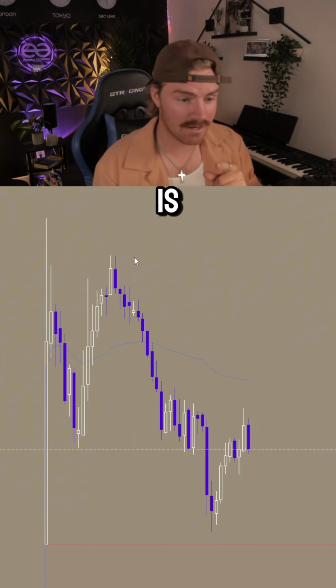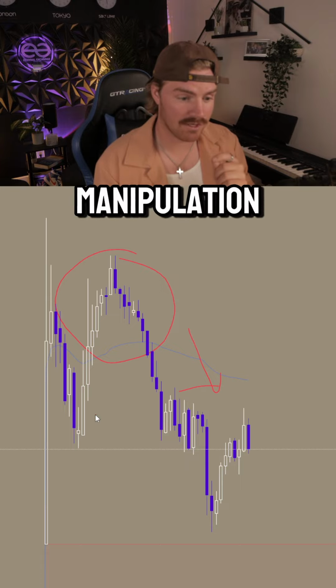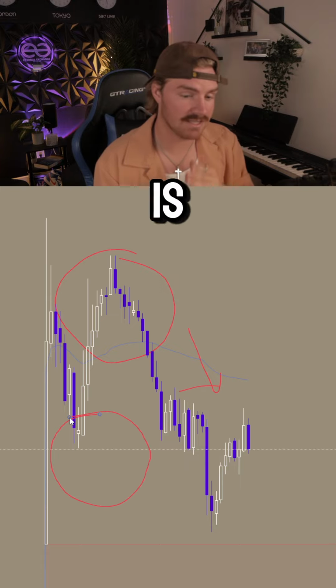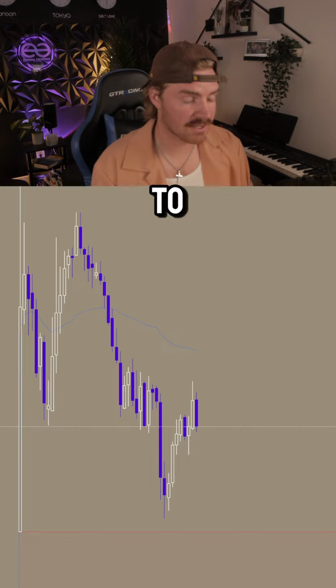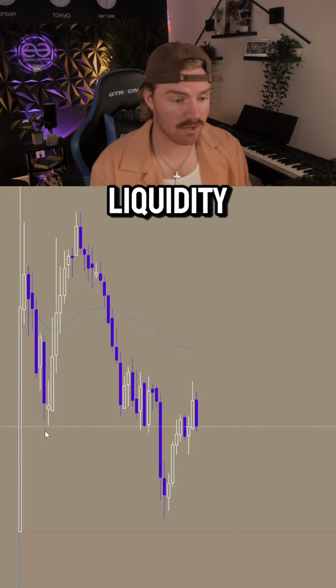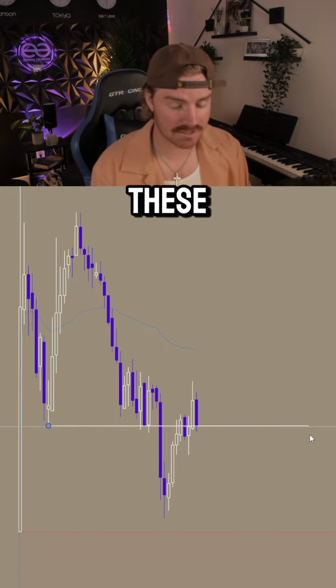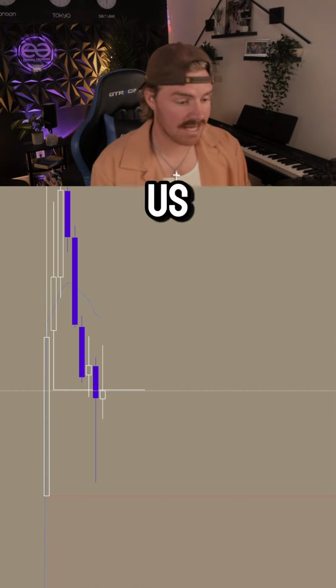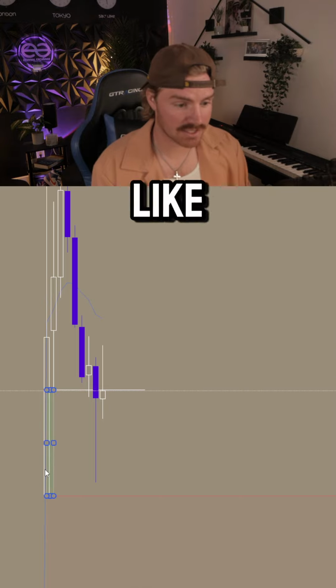What most traders would have done is jumped in the longs right here and then gotten stopped out by this move. But I waited for this manipulation move down to sweep our internal liquidity, and this is where I saw my model. So the first step to the model is seeing a sweep of internal liquidity, which we saw right here when we came down and took these lows. The next step of the model is seeing us trade into this 5-minute gap just like we did here.